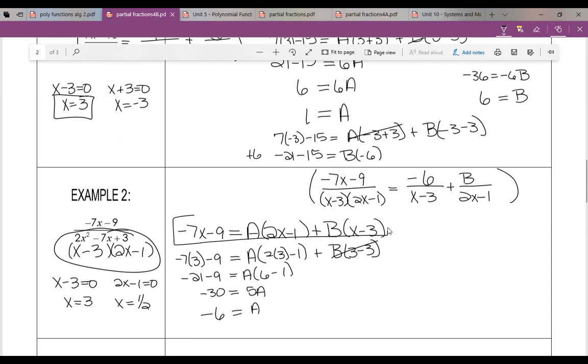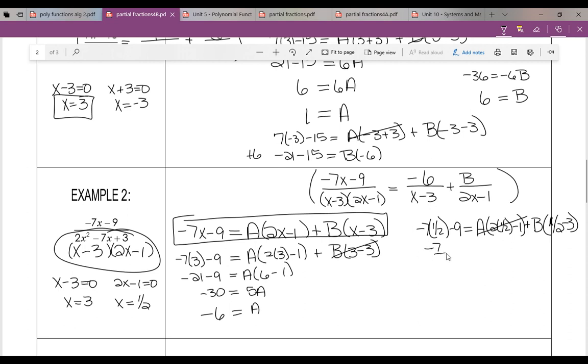I'm going to take this equation and I'm going to plug in 1/2 next. So negative 7 times 1/2 minus 9 equals A times 2 times 1/2 minus 1, or doesn't equal, that should be plus B times 1/2 minus 3. What drops out this time? The A value drops out. 2 times 1/2 is 1. 1 minus 1 is 0. So A drops out this time.